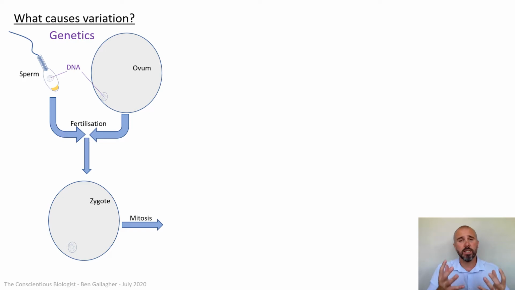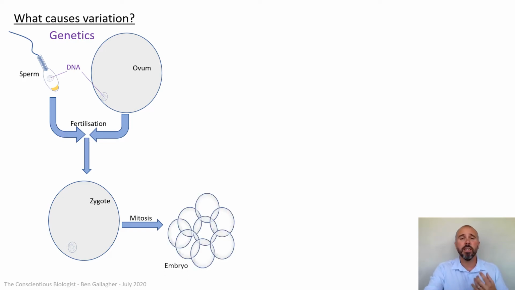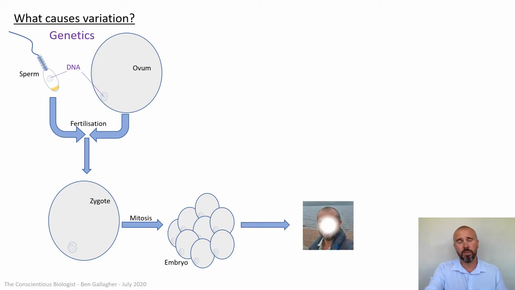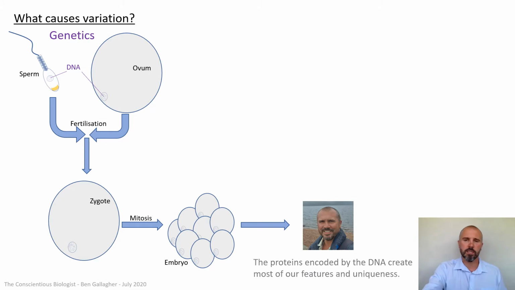That zygote is going to divide by mitosis. It's going to form an embryo, multiple cells. Those cells are going to divide, specialize, differentiate until they turn into a person. Now, that person, me in this case, is a result of the sperm and egg fusing together. So it's a mixture of those 2 parents. But I need you to start thinking about genetic variation on a much broader, much older scale.